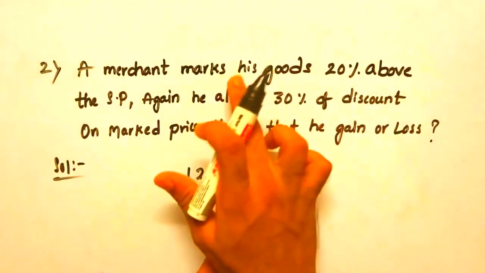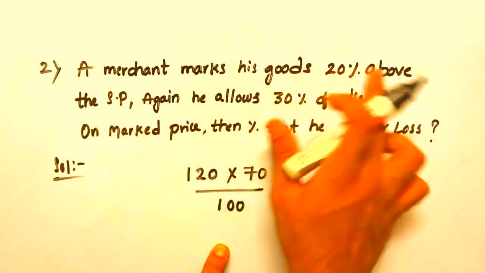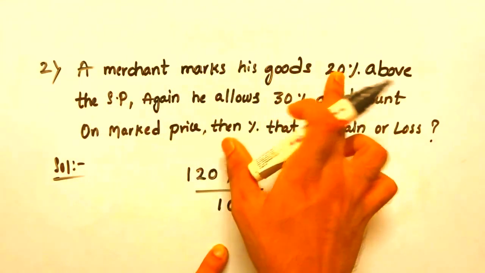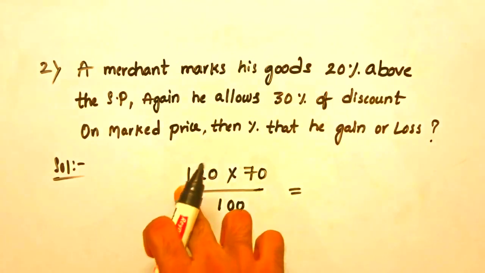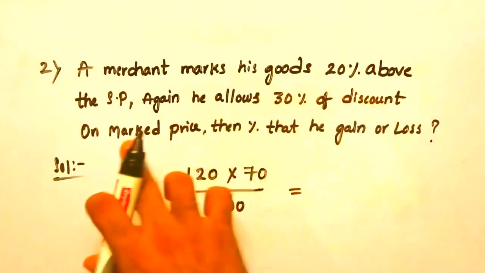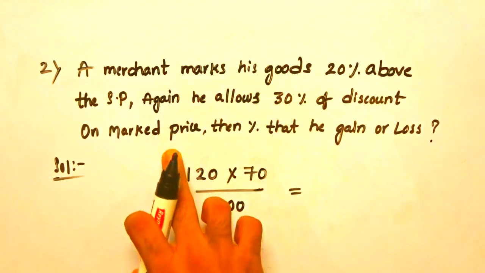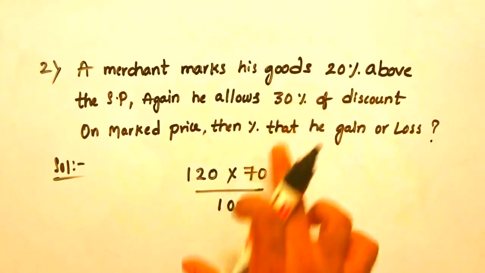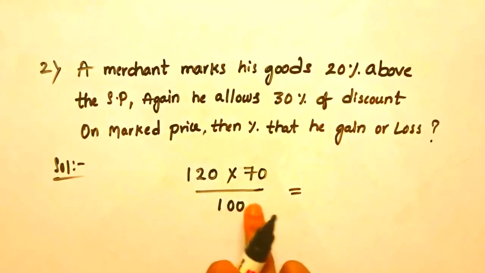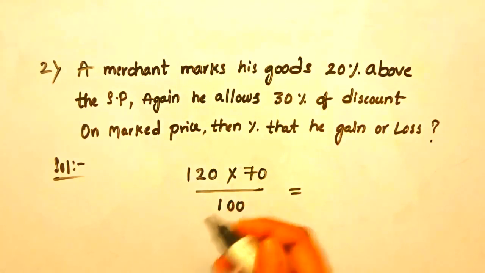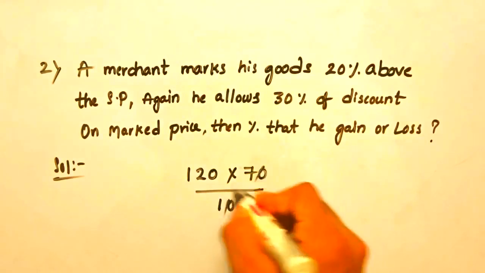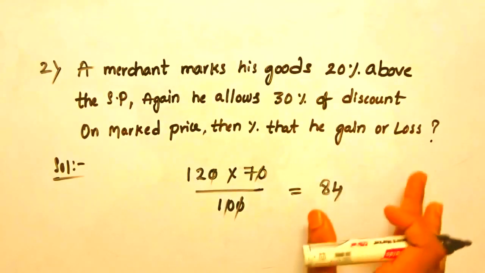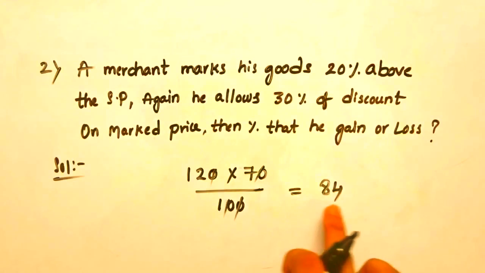Here it follows. A merchant marks his goods 20% above the selling price, which means the selling price is always 100% and 20% is extra. That is 100 plus 20 equals 120 here. Again he allows 30% discount on the market price. There is no detail of the market price, so I have to consider 100 itself. 100 minus 30% equals 70, divided by the selling price of the particular good. By doing cancellation we get 12 7s are 84. Then the final output is 84.